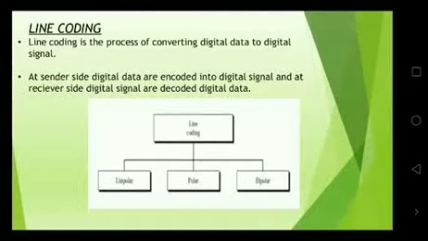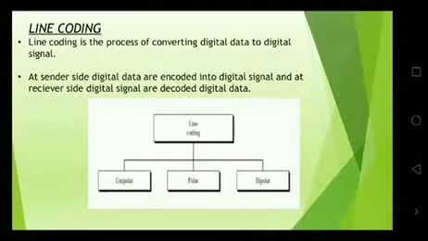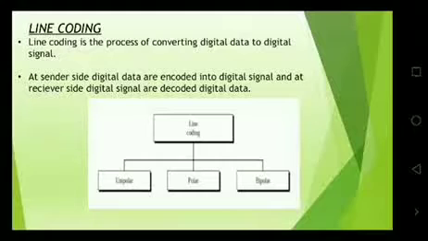Line encoding. Line coding is the process of converting digital data into a digital signal. At the sender side, digital data is encoded into digital signals, and at the receiver side the signal which has been received is decoded into digital data. Line coding schemes are of three kinds: unipolar, polar and bipolar. We focus on polar and bipolar line coding schemes in this session.